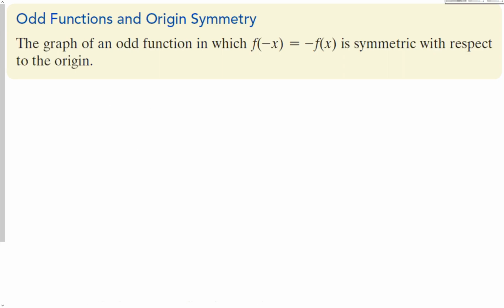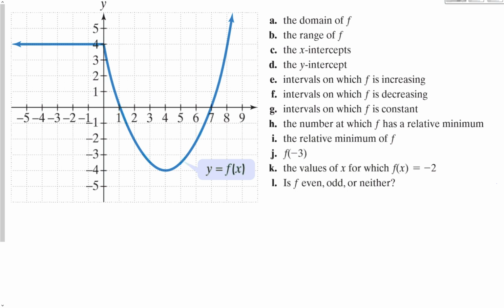Okay, so we covered a lot of stuff there. The graph of an odd function, in which f of negative x is equal to negative f of x, is symmetric with respect to the origin. All right, so we covered a lot of stuff there. Let's run through this problem that sort of brings it all together. Okay, and there are 12 parts.